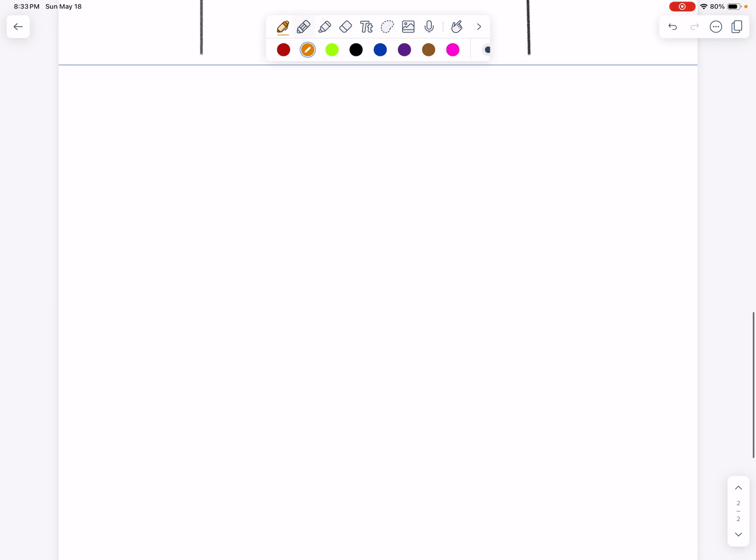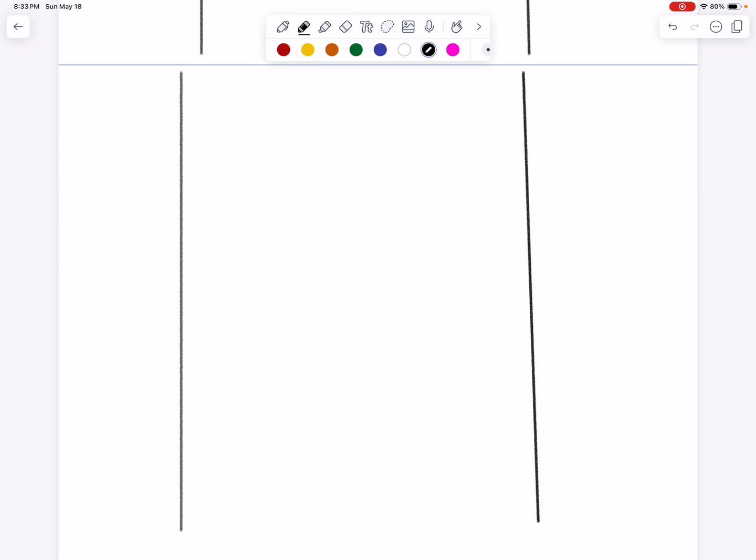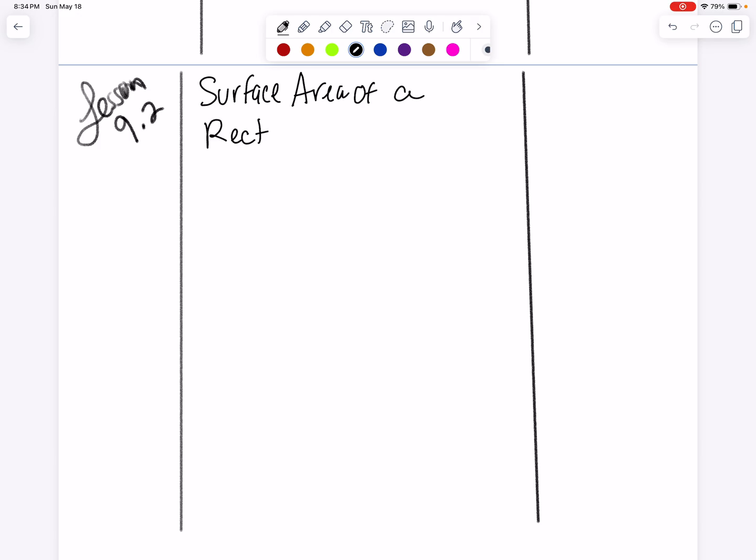So we're going to have a brand new page. And this is going to be lesson 9.2. And the title of this lesson is Surface Area of a Rectangular Prism.